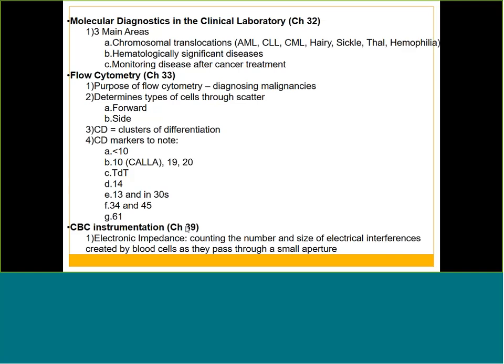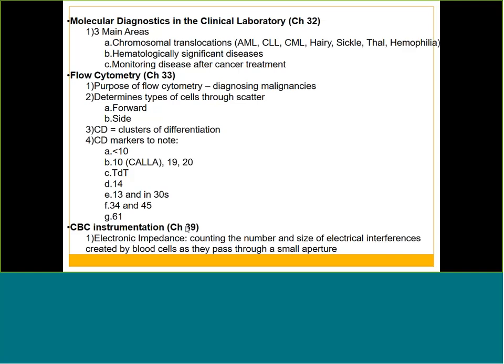The cells have to line up one by one and pass by a light source. Based on the scatter, they can determine what type of cell it was. Forward scatter tells us the size of the overall cell, and side scatter tells us the complexity or granularity of that cell. And then they're also looking at different surface markers, what we call CD markers.